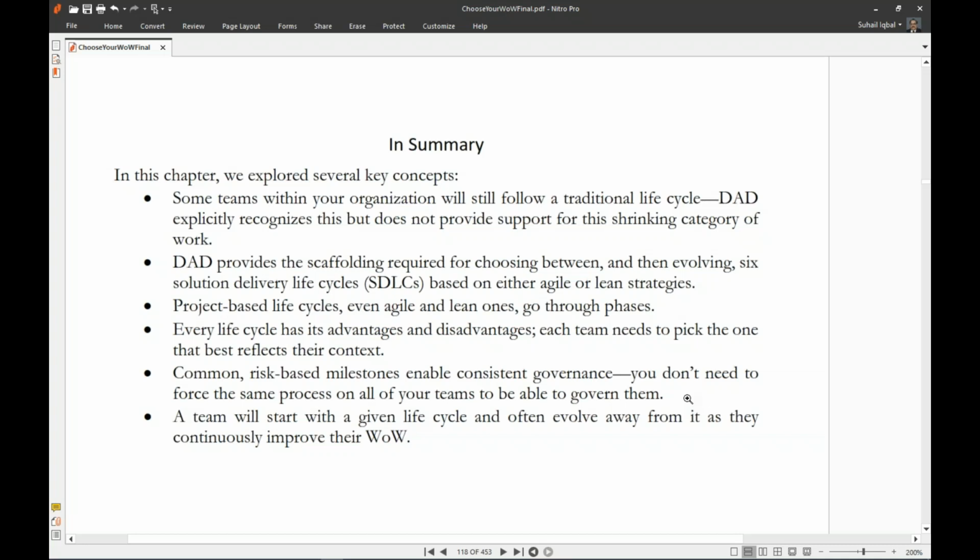Project-based life cycles, even agile and lean ones, go through phases. Every life cycle has its advantages and disadvantages. Each team needs to pick the one that best reflects their context. Common risk-based milestones enable consistent governance. You don't need to force the same people on all of your teams to govern them. A team will start with a given life cycle and often evolve away from it as they continuously improve their work.